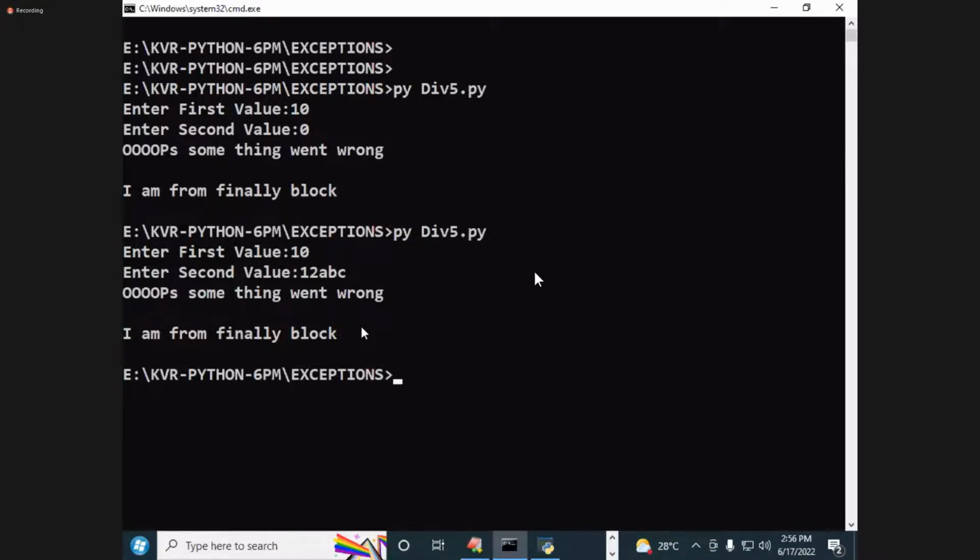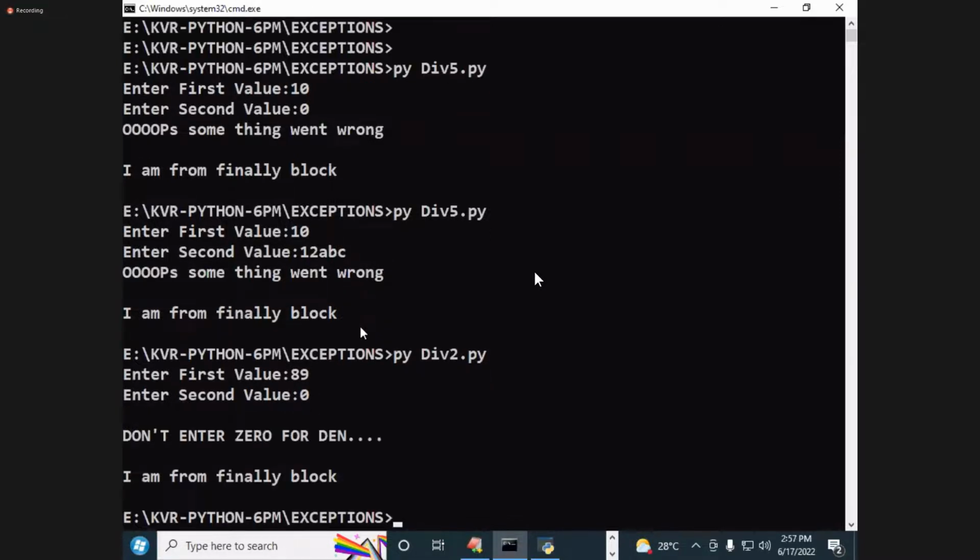For every type of exception, the same message is coming. I don't want that. A strong program will give you a particular error message. Execute div2. You say value 89 and then 0, and it says, don't enter 0 for denominator. What is the difference between oops, something went wrong and don't enter 0 for denominator? There is a certainty in the message. There is more meaning in that.